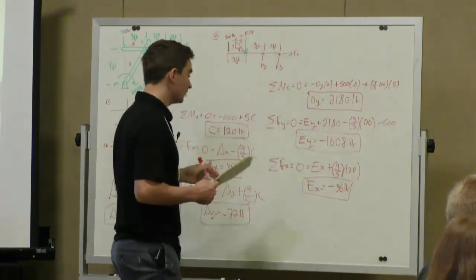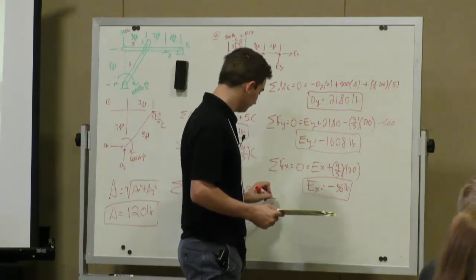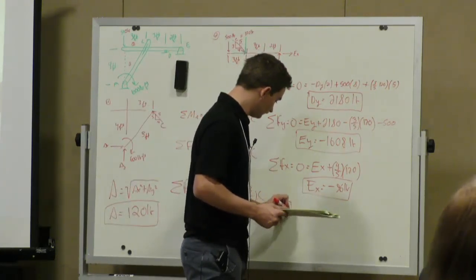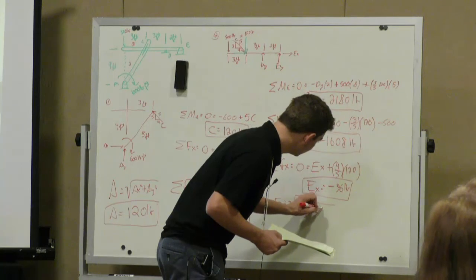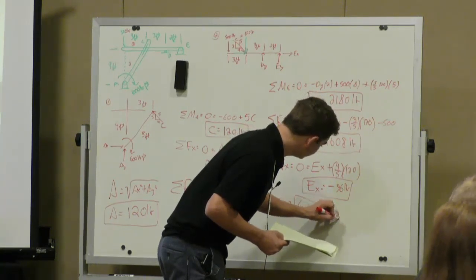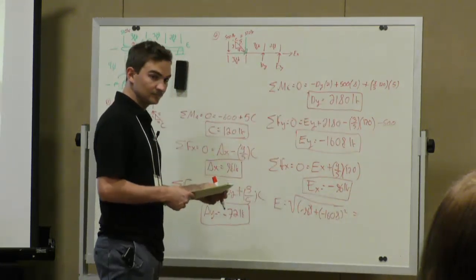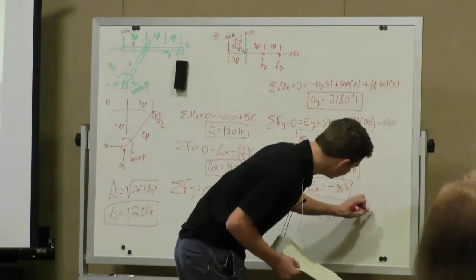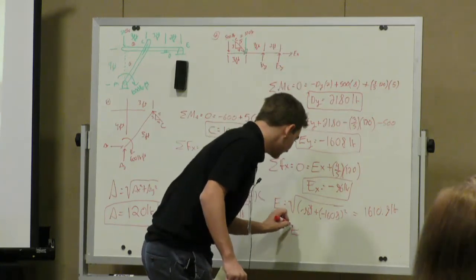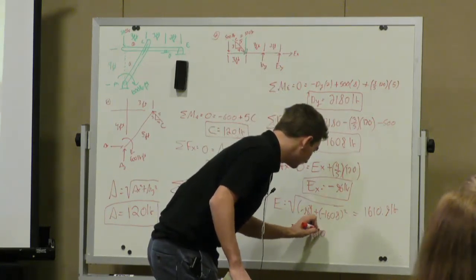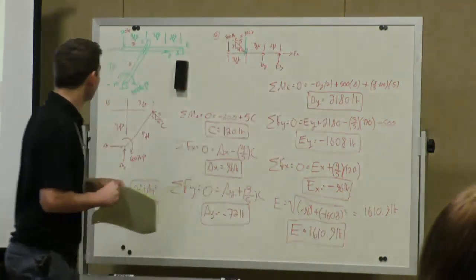So if the question asks what's the magnitude of the reaction force at E, how do you find that? Yeah. What does that come out to? 1610.9. So 1610.9, and that's in pounds. So that would be the magnitude of E. Very good. And that solves the problem.